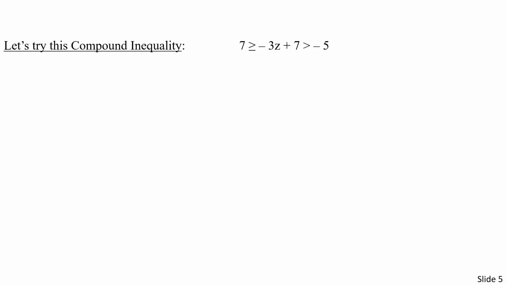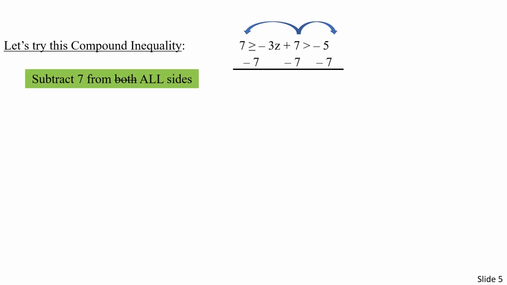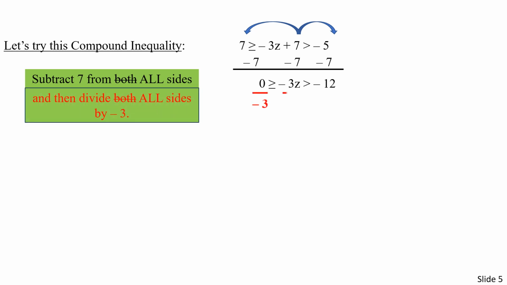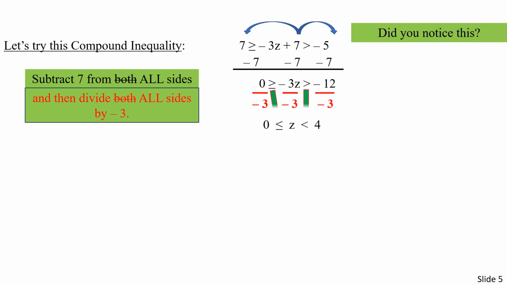7 is greater than or equal to negative 3z plus 7, which is greater than negative 5. So I'm going to subtract 7 from all sides. So I get 0 is greater than or equal to negative 3z, which is greater than negative 12. And now I'm going to divide all sides by negative 3. So I get 0 is less than or equal to z, which is less than 4.